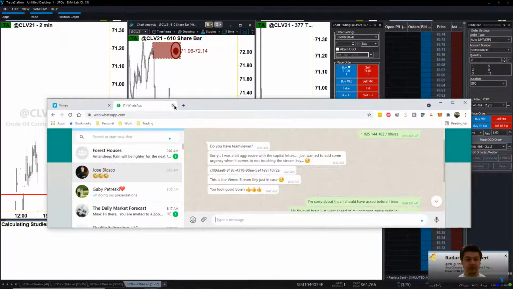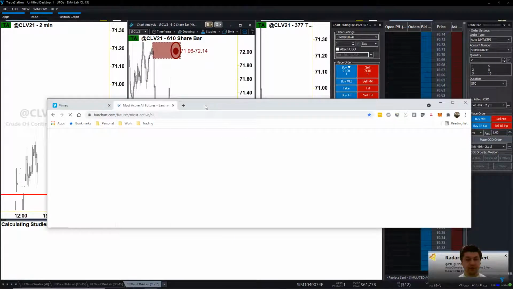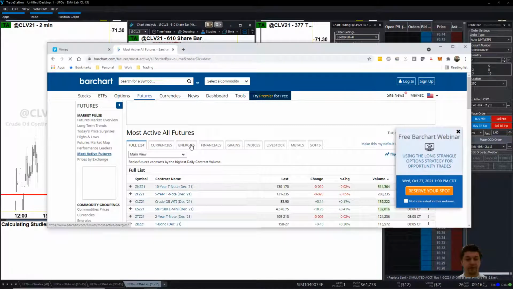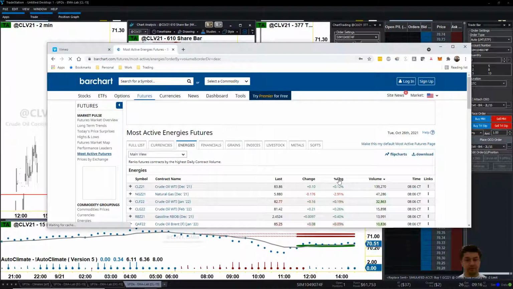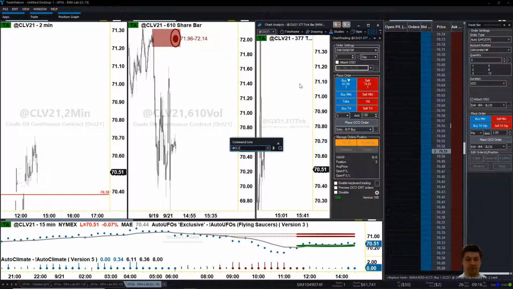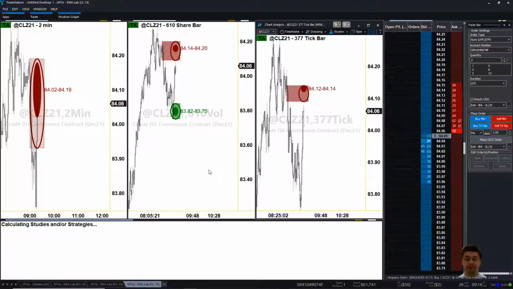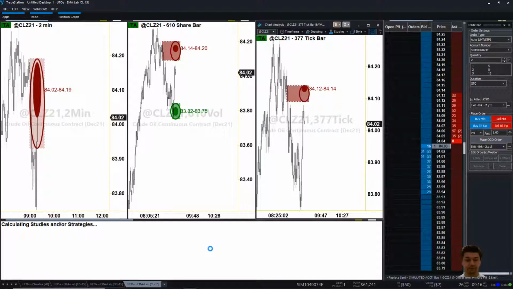Let me just double check where crude oil is at. Trading the Z contract, I'm just making sure. CLZ 21. Okay. A lot of big UFOs here on crude.